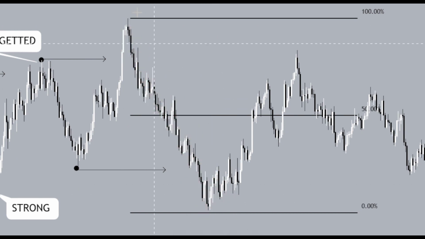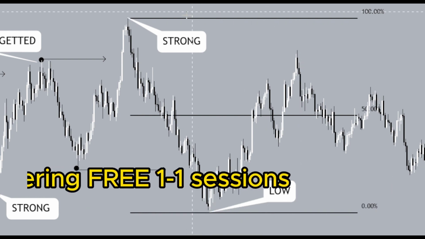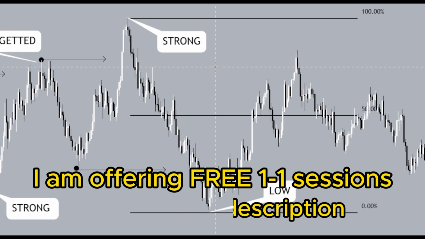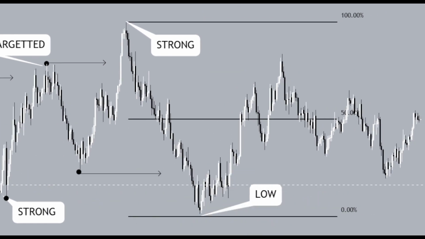So you want to ask yourself, this is a strong structure, right? This actually broke the last low. So this is now a strong high. And by default, this now becomes a strong low, right? Because this low has not, as of now, broken the last strong high, right? So this is a basic overview as to how you can use structure in a more complex way to help build a narrative in the market.